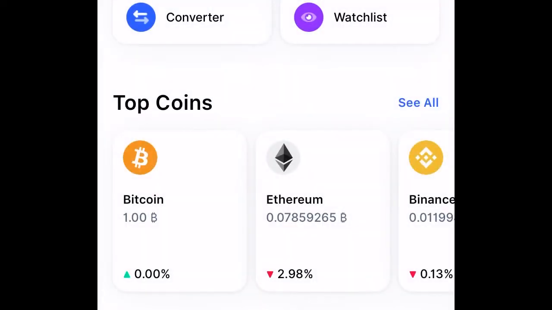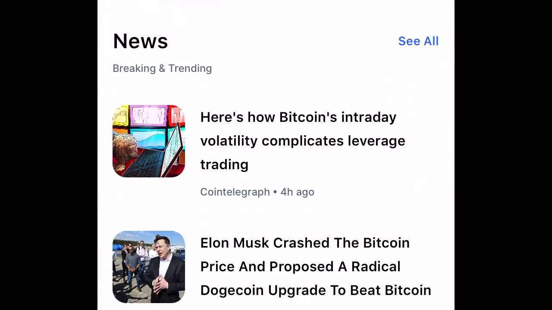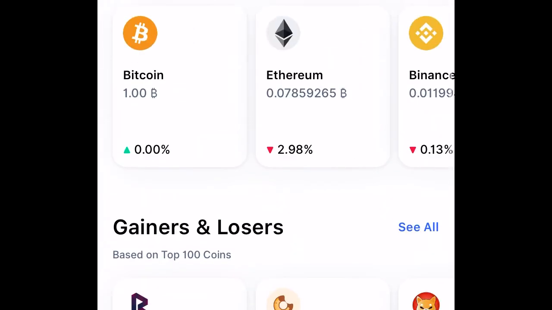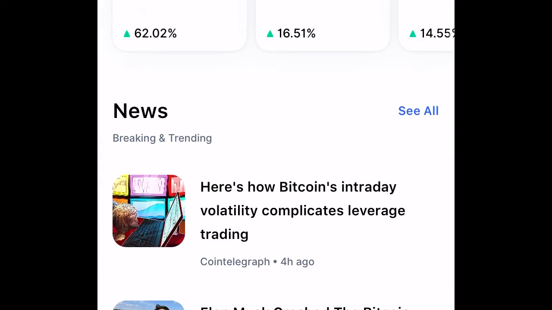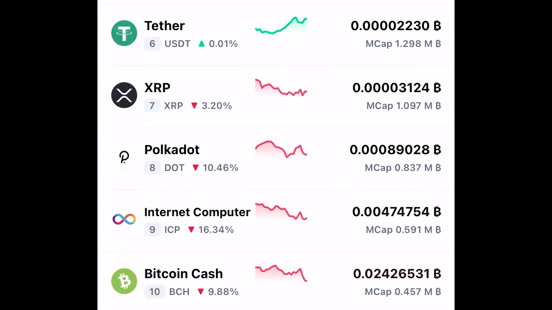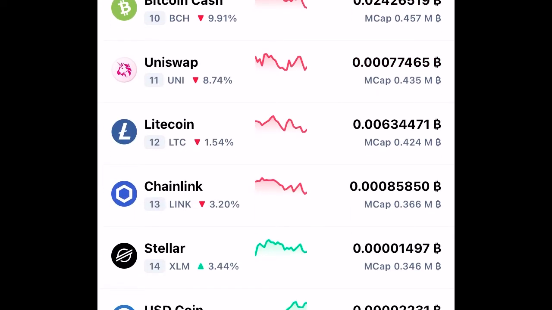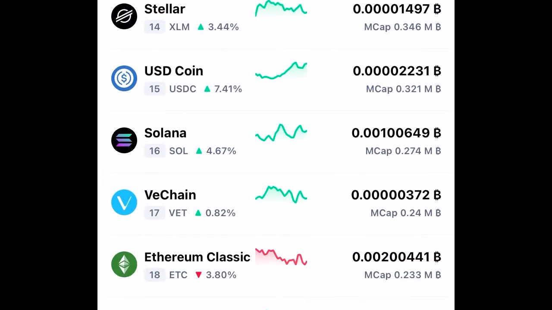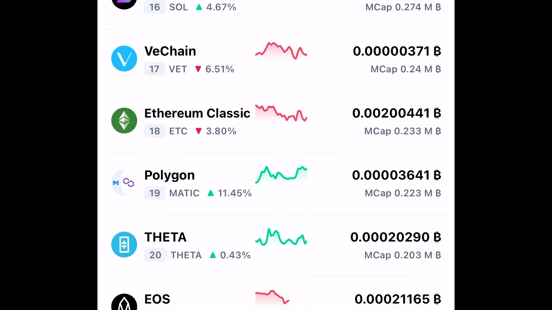To find the market cap, you will go to any leading crypto data analytics platform like CoinMarketCap, CoinGecko, Etherscan, and many more. Market cap is a good indicator when deciding to invest in crypto, but not the only indicator.